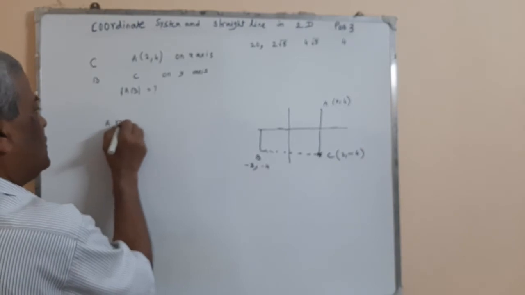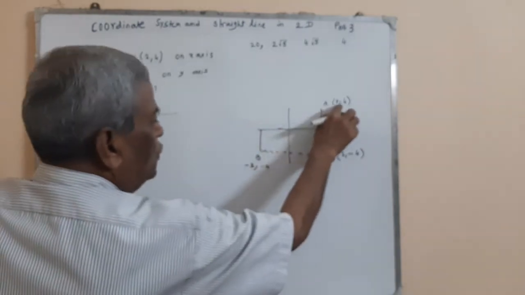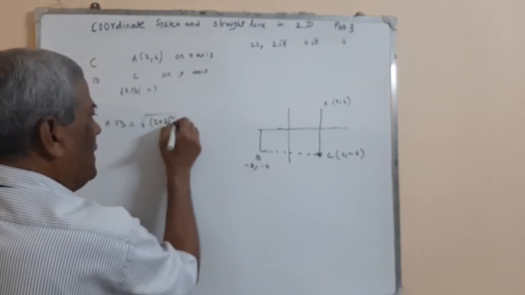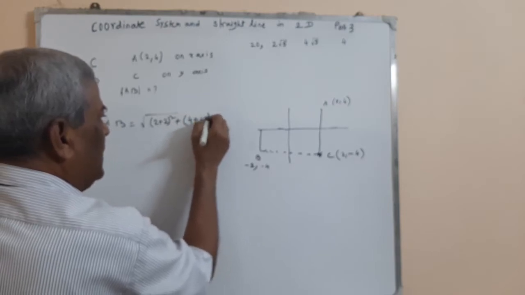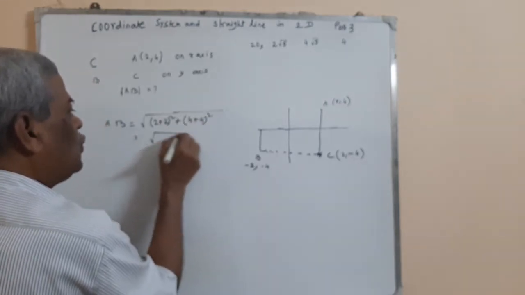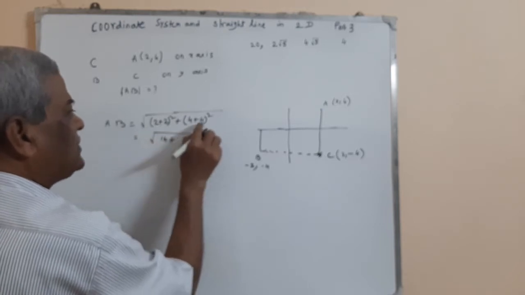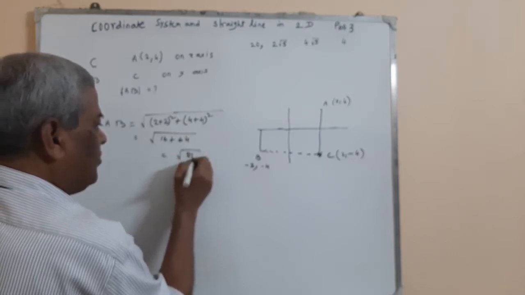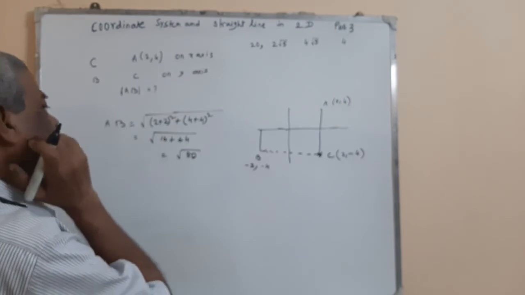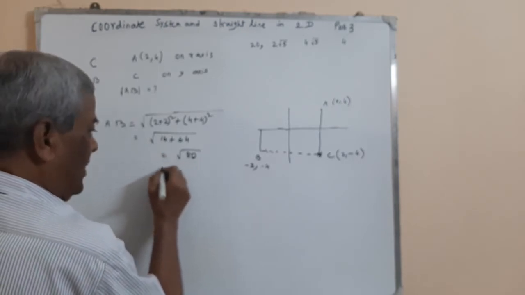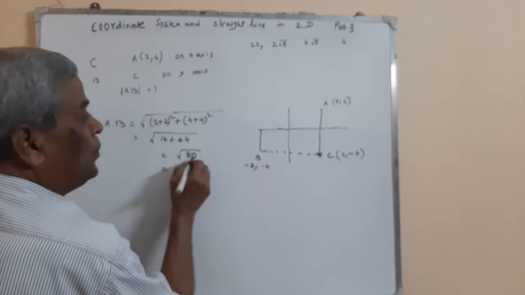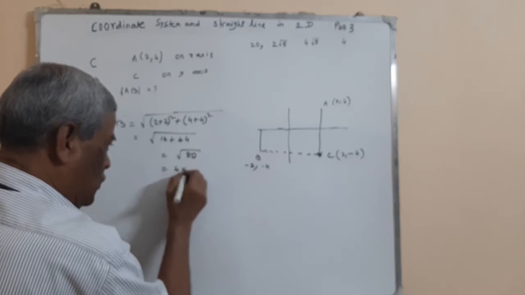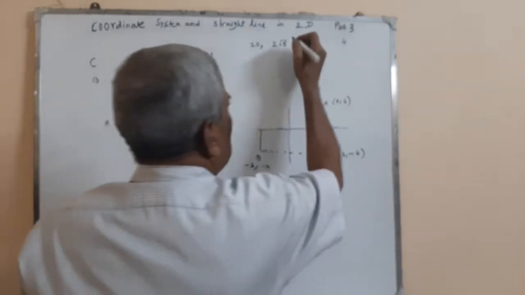So AB is equal to root over of (2 plus 2) whole square plus (4 plus 4) whole square under root. It is equal to root over 16 plus 64, so root 80, that is equal to 16 into 5, 4 into root 5. So this option is correct.